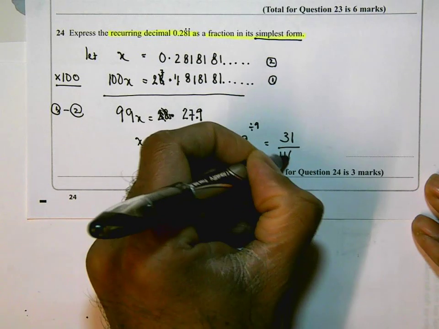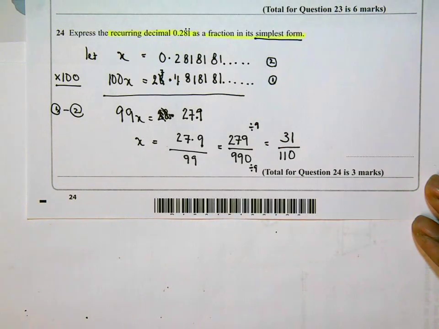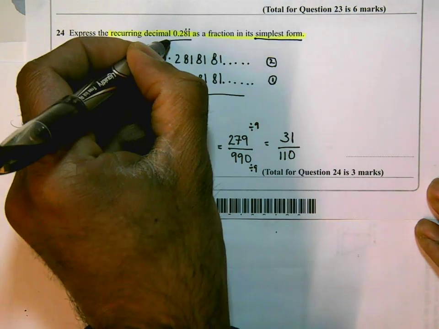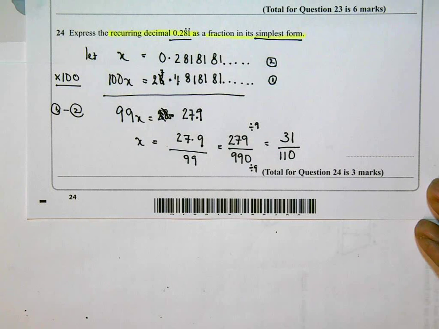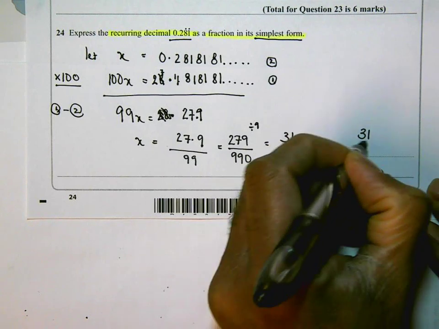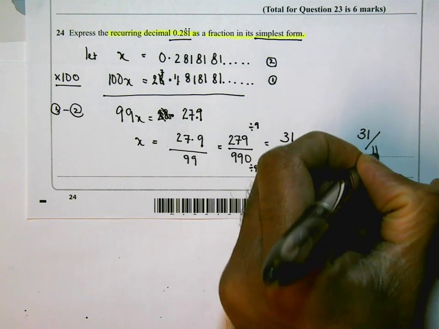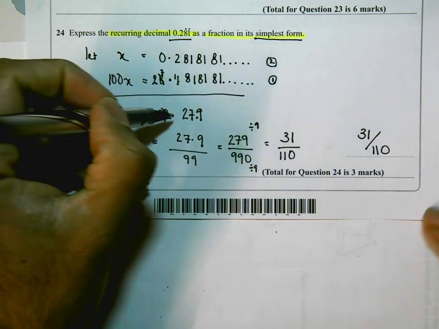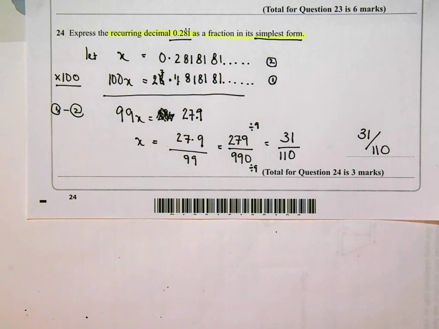So that decimal, 0.281 with the 8 and the 1 recurring, as a fraction in its simplest form is 31 over 110. Alright, as I said, this is one that those of you who are working towards an A star should be able to get spot on. Rewind this, have a look at it a couple of times, and make sure you're pretty spot on with it.